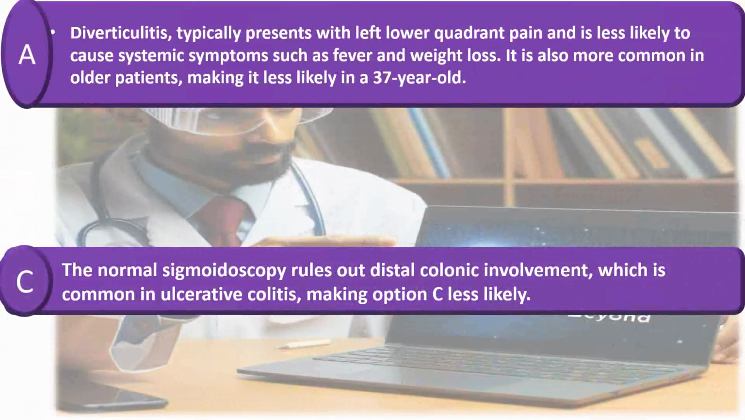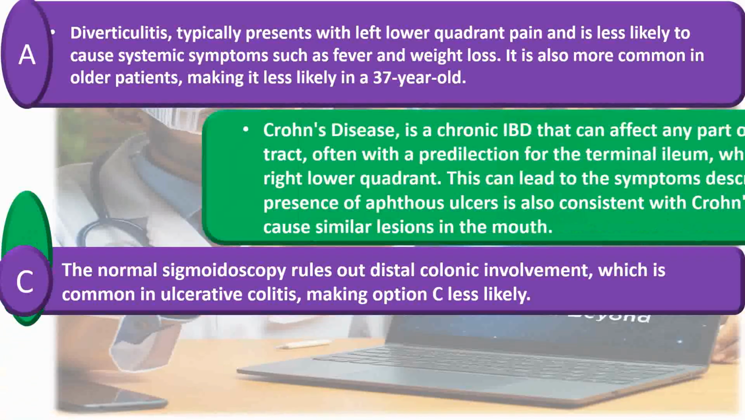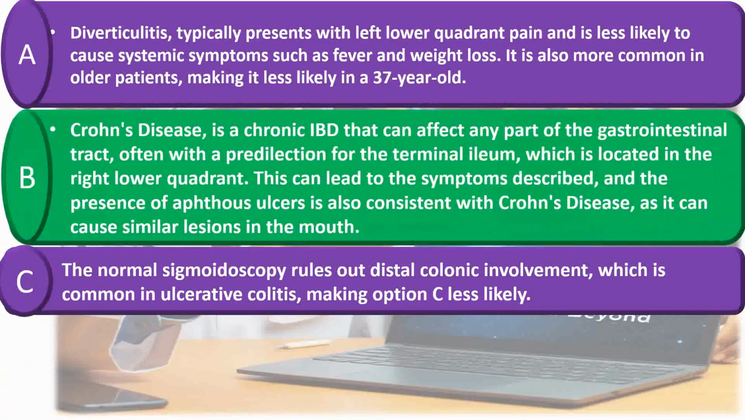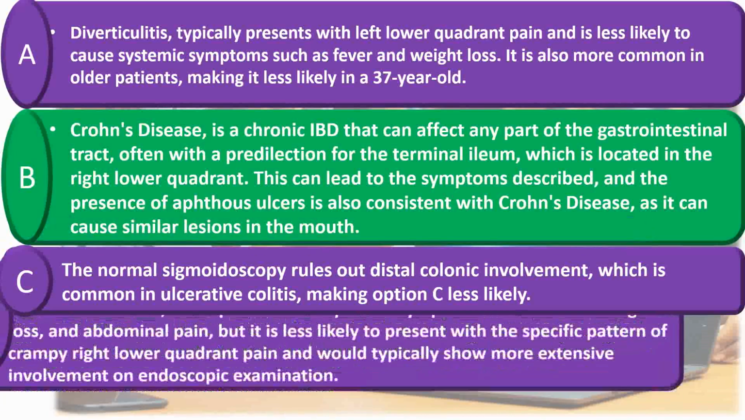Option A, diverticulitis, typically presents with left lower quadrant pain and is less likely to cause systemic symptoms such as fever and weight loss. It is also more common in older patients, making it less likely in a 37-year-old. Option B, Crohn's disease, is a chronic inflammatory bowel disease that can affect any part of the gastrointestinal tract, often with a predilection for the terminal ileum, which is located in the right lower quadrant. This can lead to the symptoms described, and the presence of aphthous ulcers is also consistent with Crohn's disease, as it can cause similar lesions in the mouth.